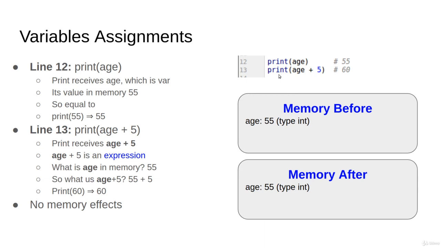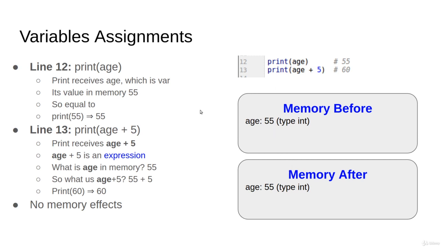In the second line we have a print of an expression, age plus 5. Again, the age is something in the memory. The first thing it does is go to the memory and get this value 55. So now it's like 55 plus 5. Adding both of them together, we have the value of 60. Again, these couple of commands are just printing, so there will be no effect on the memory from such a printing statement.